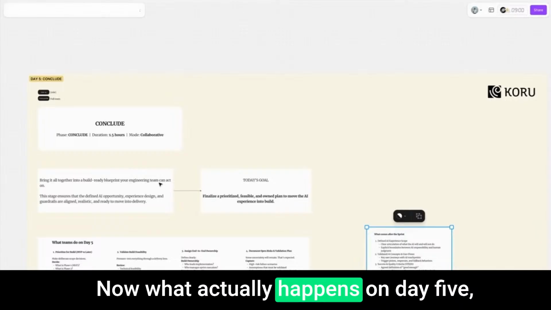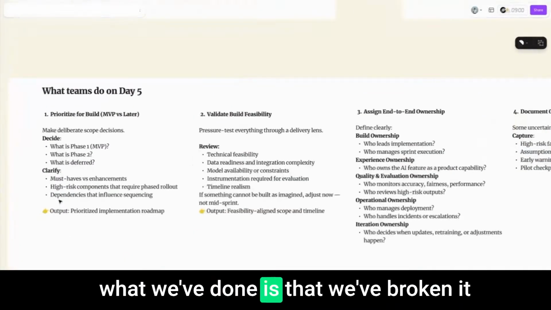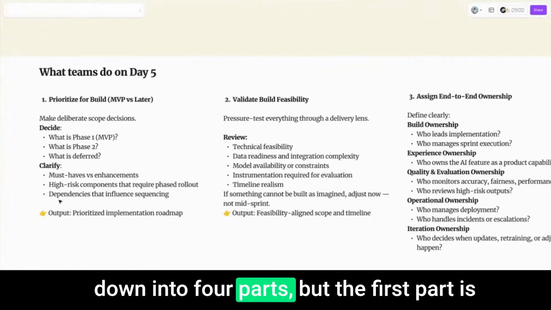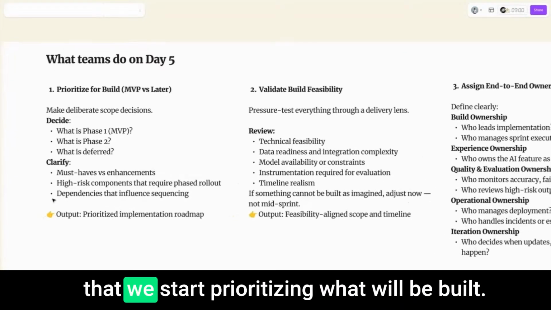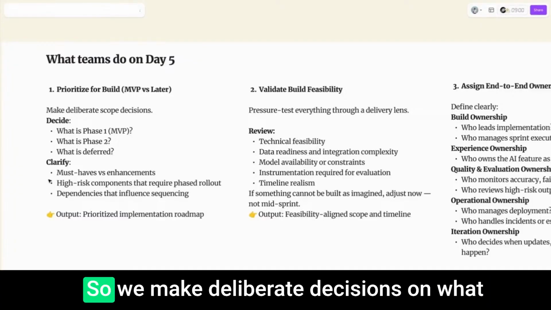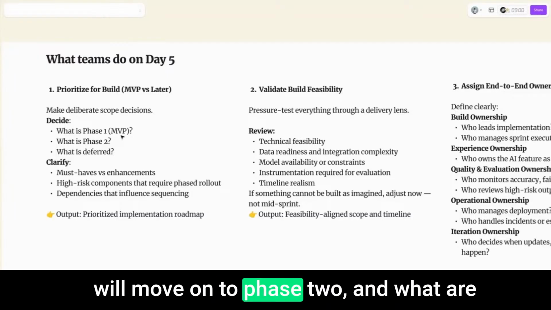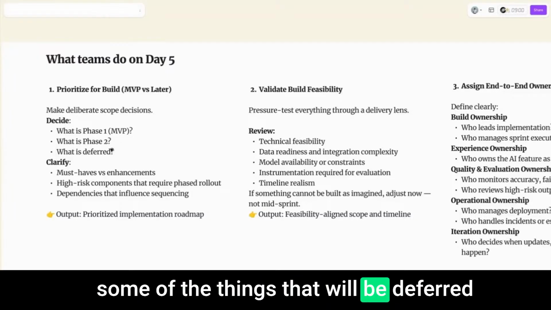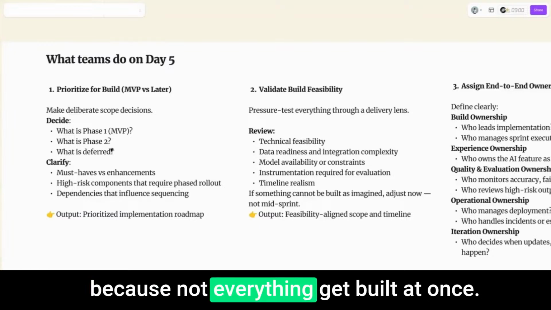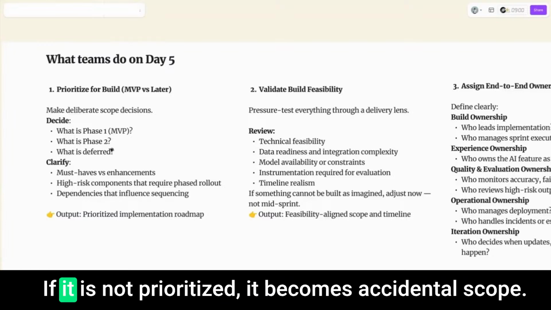Now, what actually happens on day 5? What we've done is that we've broken it down into 4 parts. Where the first part is that we start prioritizing what will be built. So we make deliberate decisions on what will be phase one or the true MVP, what will move on to phase two, and what are some of the things that will be deferred. Because not everything gets built at once. If it is not prioritized, it becomes accidental scope.